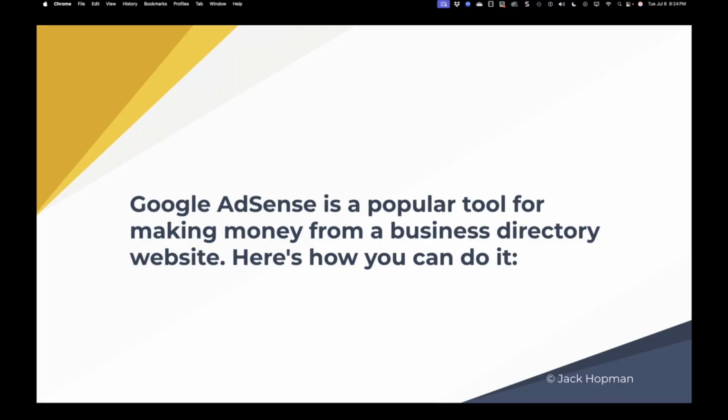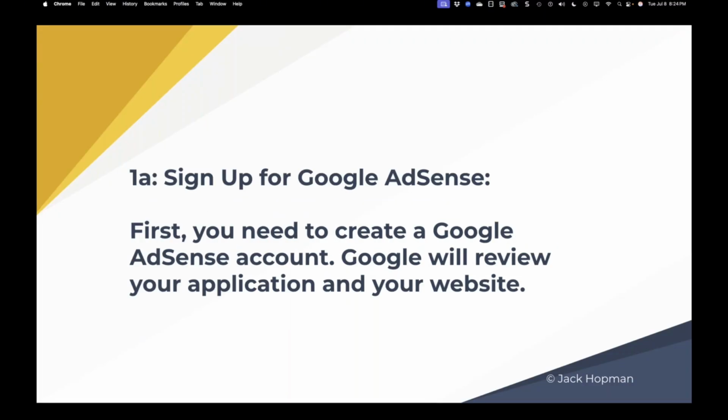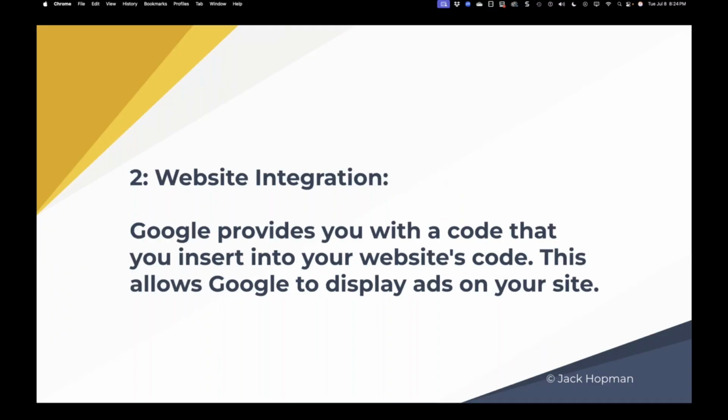Google AdSense is a popular tool for making money from business directory websites. Here's how you can do it. Sign up for a Google Ads account. First, you need to create a Google Ads account. Google will review your application and your website. And we have done that, so it is just a process. And then you integrate it with the website. Google provides you with a code that you insert in your web code. This allows Google to display ads on your site. And then you get paid per month based on how many visitors saw that ad.